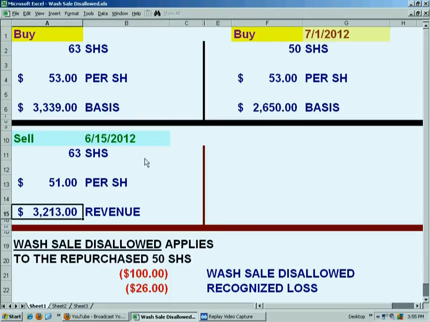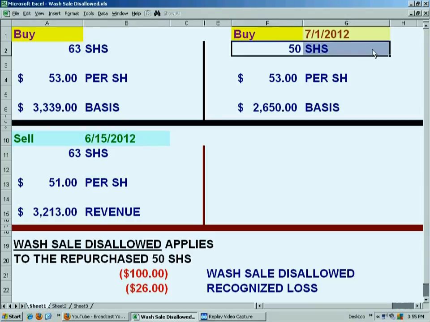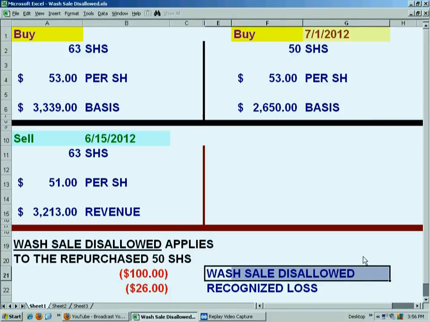But say, for instance, this is just XYZ company. You sold 63 shares, right? You buy back 50 shares a couple weeks later. Now, if you bought back 50 shares more than 30 days later, say on July 20th, 2012, this would not apply. But since it's within 30 days, what happens is 50 shares of the loss, in other words, you lost $2 a share, that's $100, that's wash sale disallowed.